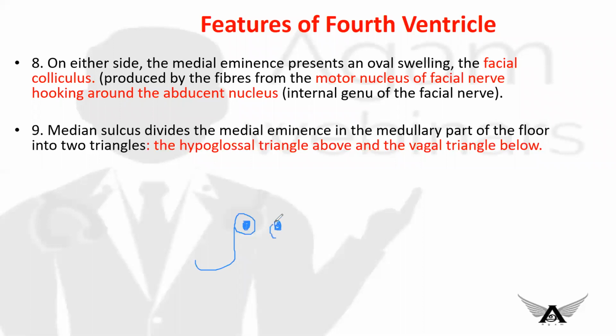Here also, on both sides, they will hook around. This is the facial colliculus. These are the fibers coming from the motor nucleus of the facial nerve hooking around the abducent nucleus. This is called the internal genu of the facial nerve, hooking around the abducent nucleus, and it forms the facial colliculus.